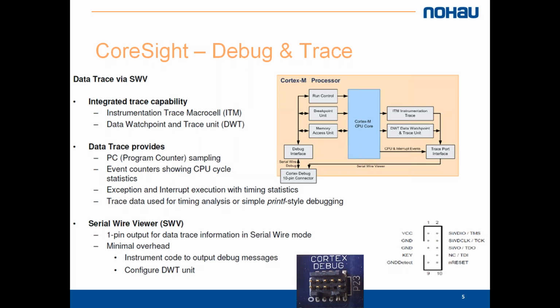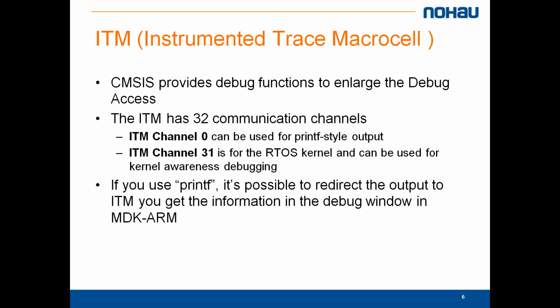So the ITM is kind of a system trace. The ITM provides you with communication channels. So it has 32 channels and 2 of them have already been predefined. So ITM channel 0 is defined as an input and output for printf style messages. So instead of using a UART to give input and output to your microcontroller, you can use the ITM channel 0 to pass the messages over the debugger and then into your debug GUI.